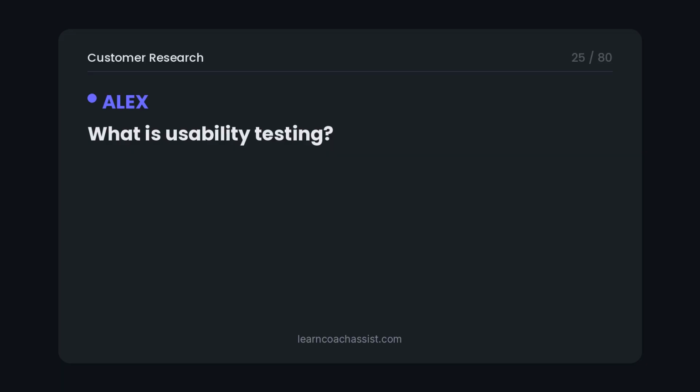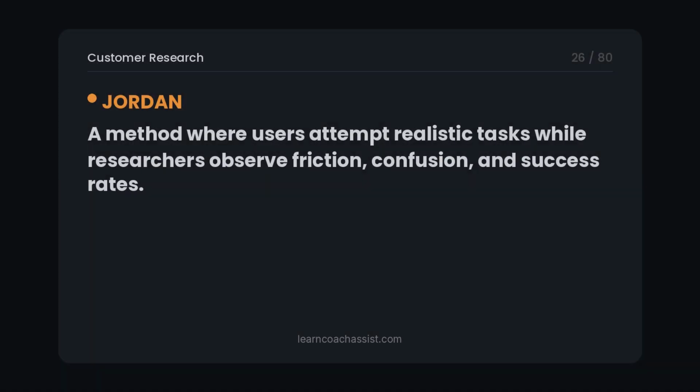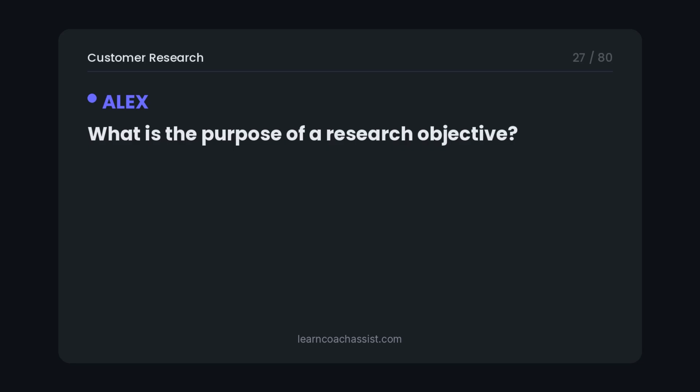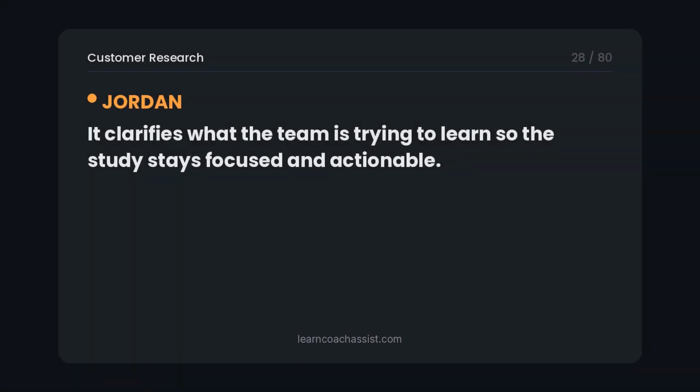What is usability testing? A method where users attempt realistic tasks while researchers observe friction, confusion, and success rates. What is the purpose of a research objective? It clarifies what the team is trying to learn so the study stays focused and actionable.